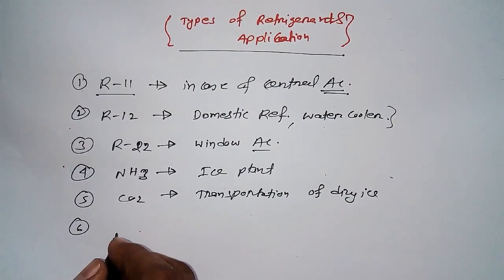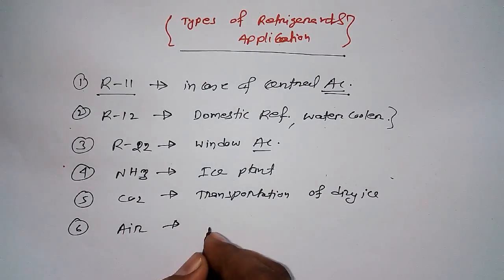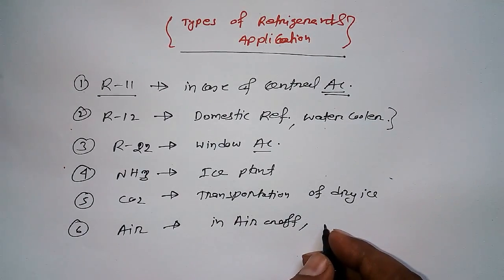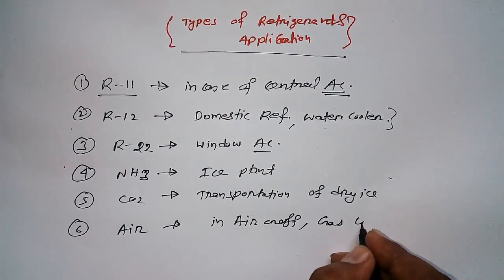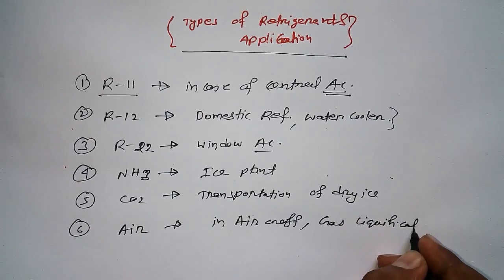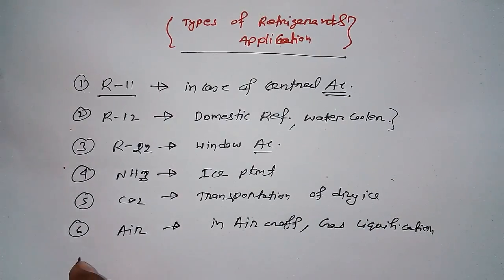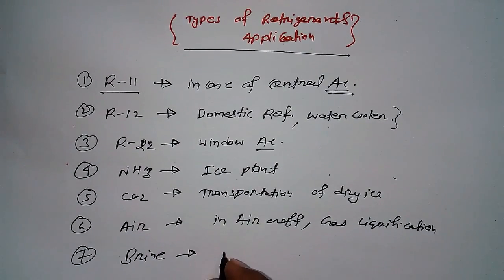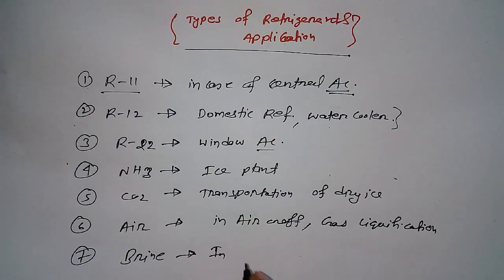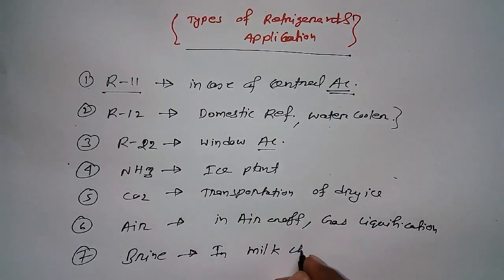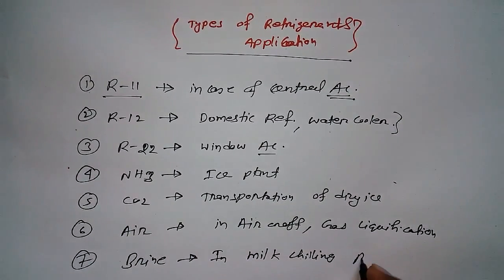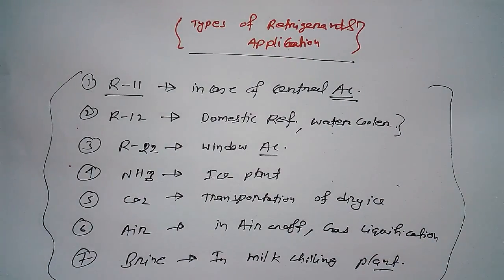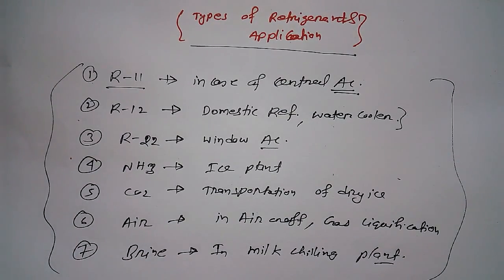Now let's move to another topic, that is air. Air is used in aircraft and gas liquefaction. And I hope I am not missing the most important one, brine, salt water you can say, we use in milk chilling plant. So this is all about the most commonly used refrigerants and their applications.